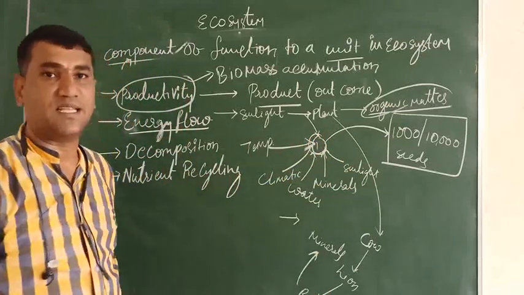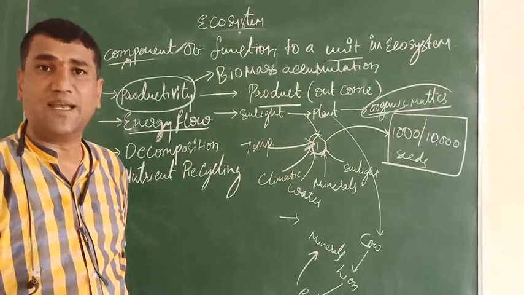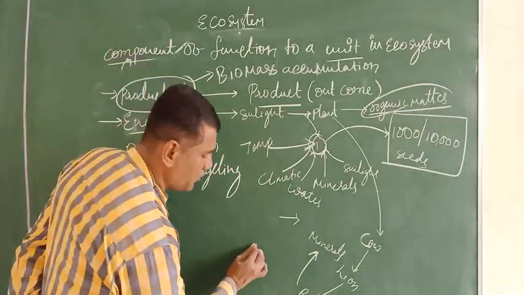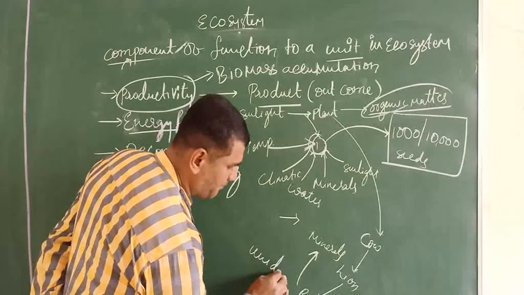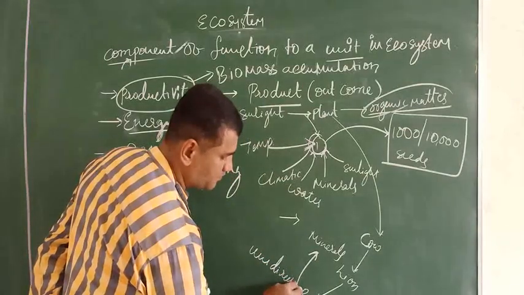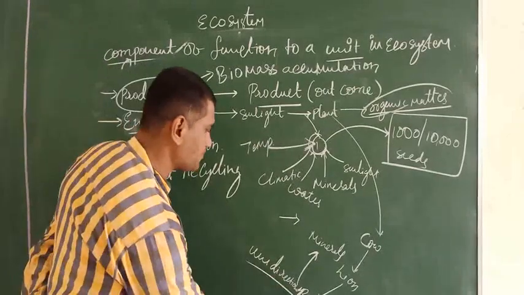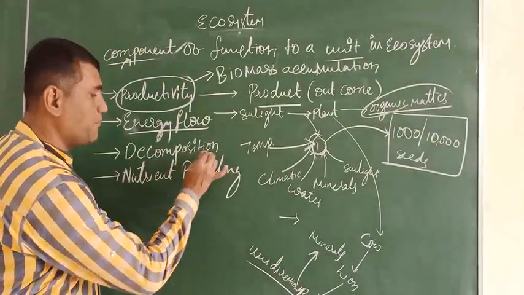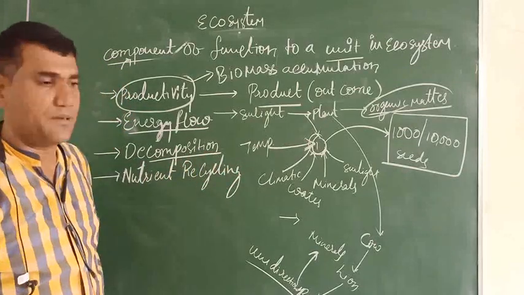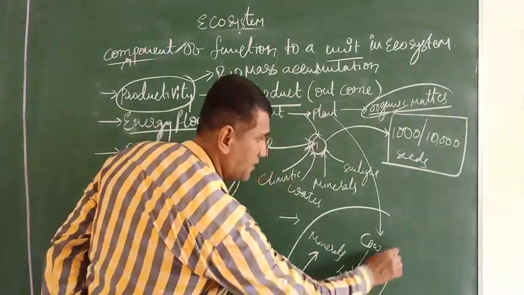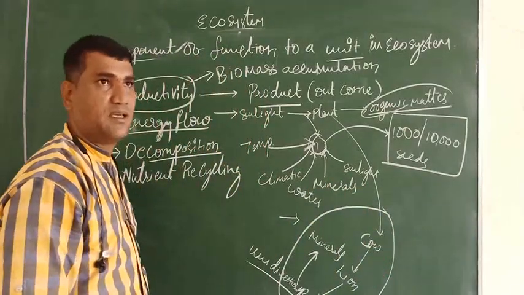So that is the energy flow, the movement of energy from one source to the other, which is generally unidirectional. Unidirectional. And decomposition: the breaking down of dead and decaying matter by the decomposers.